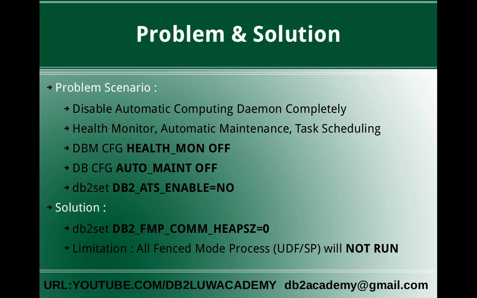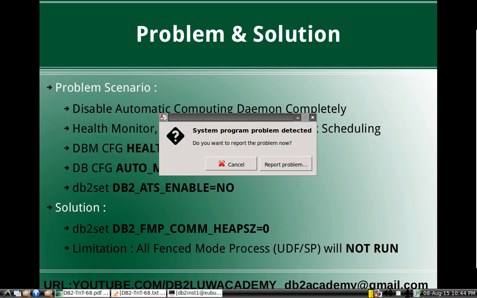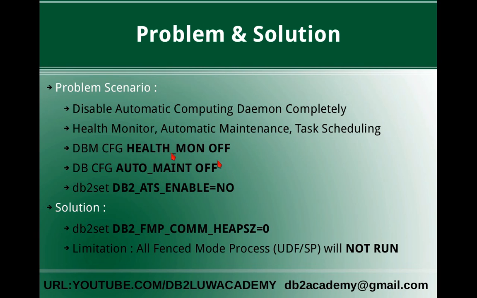The health monitor can be controlled using the dbm cfg parameter health_mon, which you can set to off. The typical health monitor information can be configured, for example, a table space nearing 90% full, or the storage path file system getting 90% full, so you can send some health alerts like that. So that is the health monitor functionality.